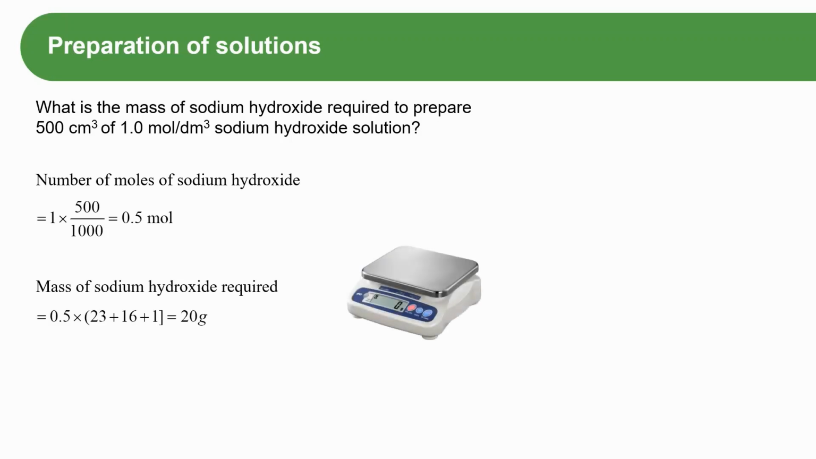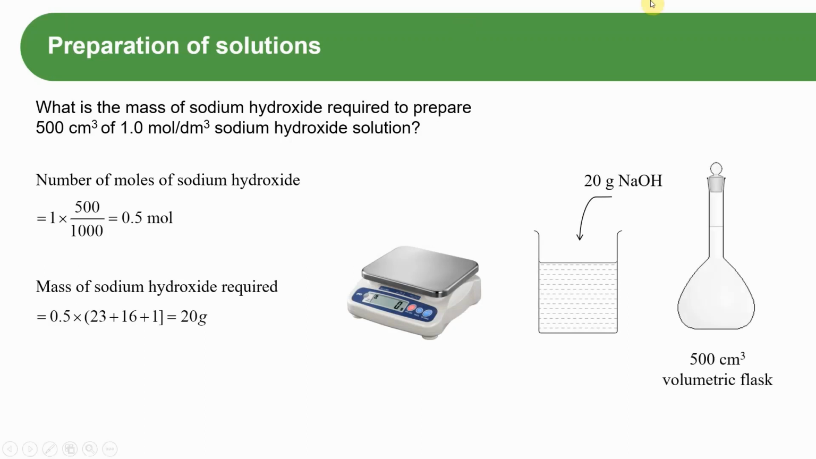First, we measure 20 grams using a digital balance, and we dissolve the 20 grams of sodium hydroxide in a small amount of water. And lastly, we transfer this solution to one apparatus we call volumetric flask, and this volumetric flask comes in fixed volume, and there's a mark at the neck of the flask, and we need to top up the solvent, which is distilled water, until it reaches this line. So this is a very accurate way of preparing solutions.